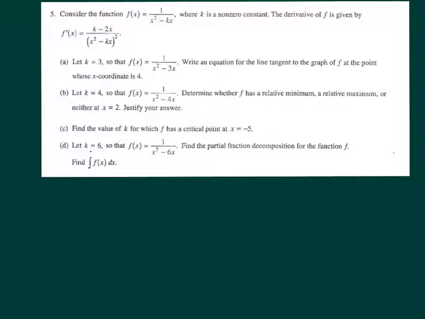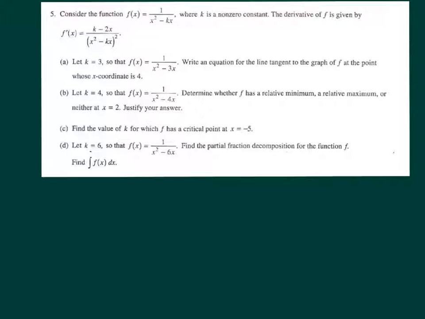For part B, let k equal 4, so that we're dealing with this function. Determine whether f has a relative min, relative max, or neither at x equals 2. Again, on this one, you're going to need to determine what's going on. Think about how you determine if you have a relative min or relative max, or neither, and what you're looking at to make that determination. There's a reason why that derivative is there, so make sure to use that.